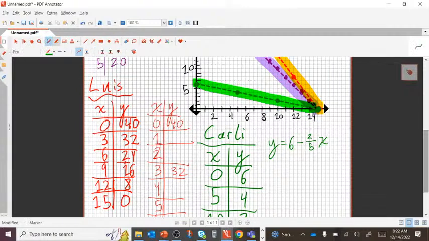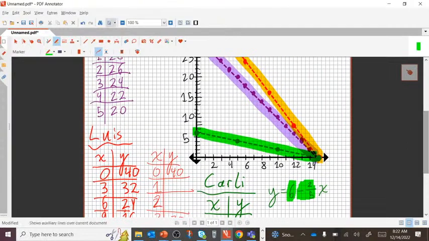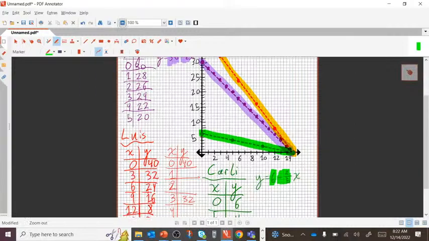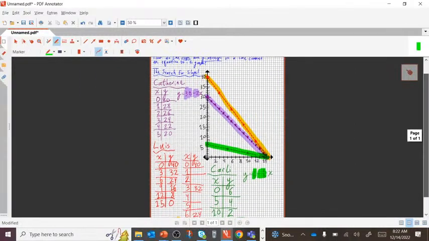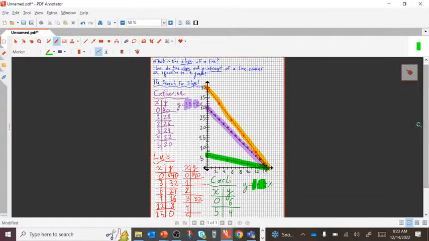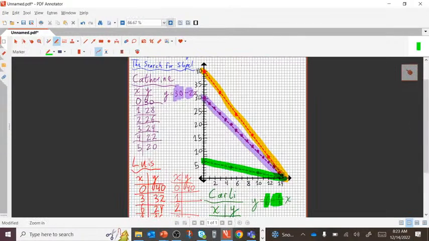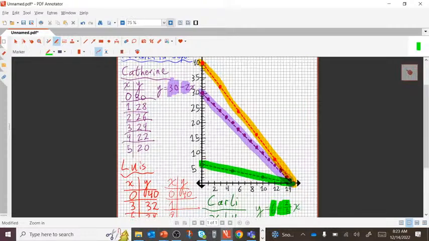Okay, here's what I want to talk about. This 6 is hidden in Carly's line, and this negative 2/5 is also hidden in Carly's line. Luis's minus 8/3 is hiding in that line, and so is the 40. And finally, Catherine's 30 is hiding in her line, and the minus 2x is hiding in that line.